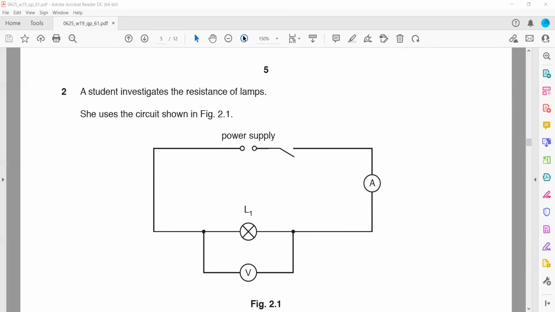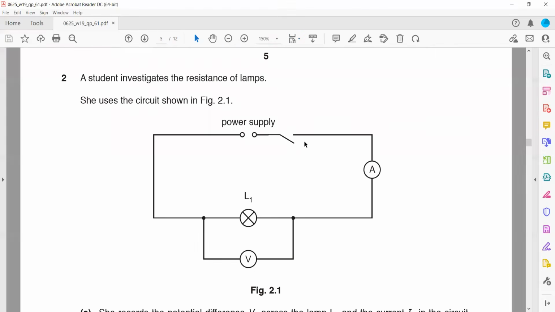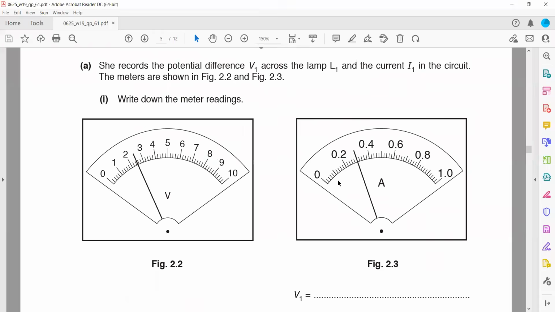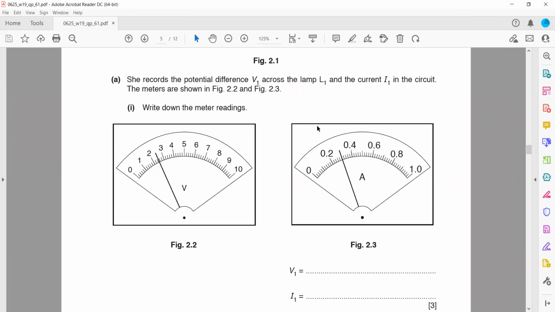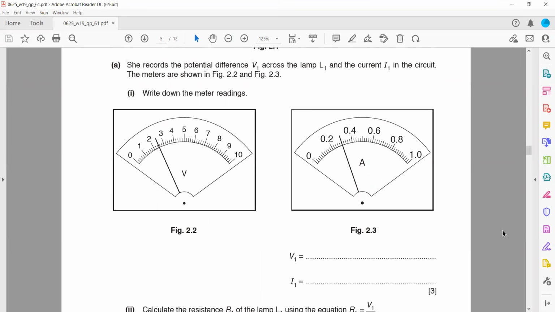In question 2, a student investigates the resistance of a lamp. She uses a circuit as shown. She records the potential difference V1 for a lamp and a current. What is the value for V1 and I1? Use the screen annotation to complete the values for V1 and I1.